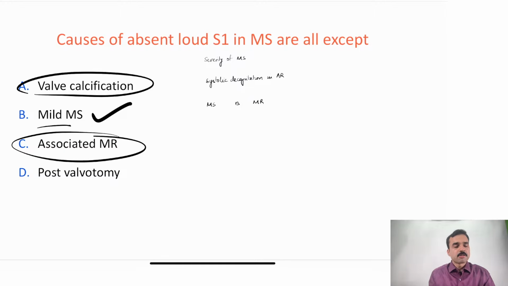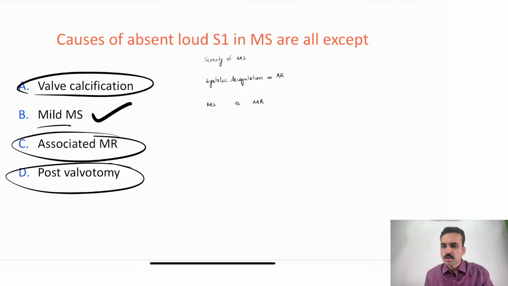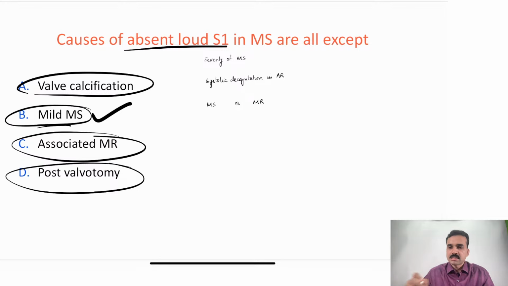If there's a development of MR, either because of the valve lesion itself or because of post-valvotomy, a slight amount of mitral regurgitation can end up leading to soft S1s. So a soft S1 can be seen in all except mild MS. Mild MS will still be loud. This is how they asked this exact question, which was asked in May last year.